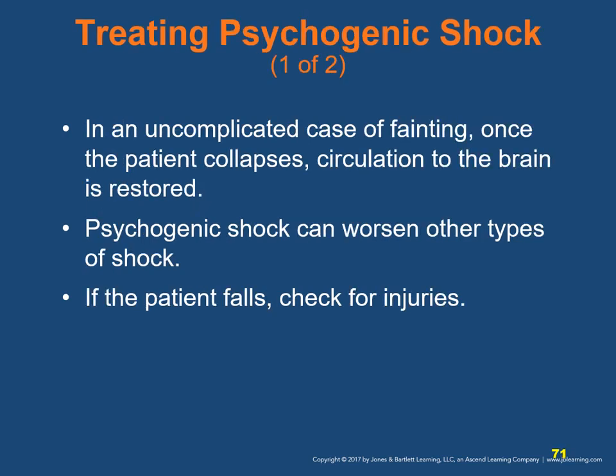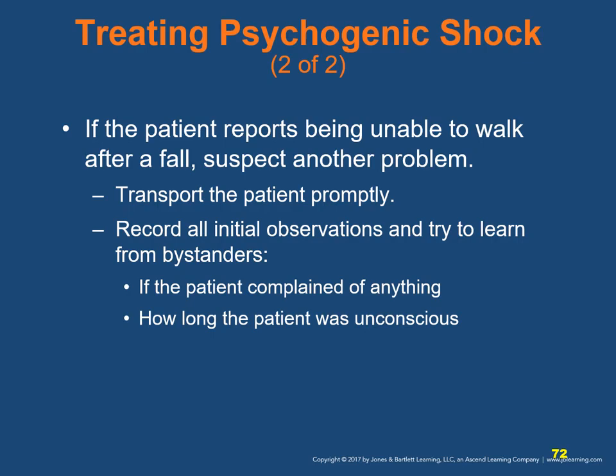Treating psychogenic shock. In an uncomplicated case of fainting, once the patient collapses and becomes supine, circulation to the brain is restored, and with it a normal state of functioning. Psychogenic shock can worsen other types of shock. If it appears the patient fell as a result of psychogenic shock, check for injuries, especially in older patients. If a patient reports not being able to walk after a fall, thought to be related to psychogenic shock, you should suspect another problem such as a head injury.